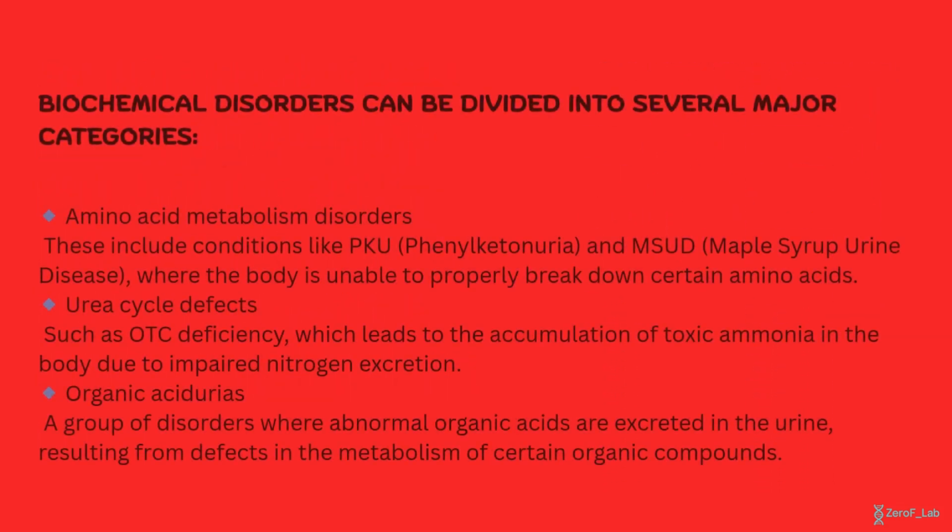Biochemical disorders can be divided into several major categories. Amino acid metabolism disorders. These include conditions like PKU, phenylketonuria, and MSUD, maple syrup urine disease, where the body is unable to properly break down certain amino acids. Urea cycle defects, such as OTC deficiency, which leads to the accumulation of toxic ammonia in the body due to impaired nitrogen excretion. Organic acidurias, a group of disorders where abnormal organic acids are excreted in the urine, resulting from defects in the metabolism of certain organic compounds.